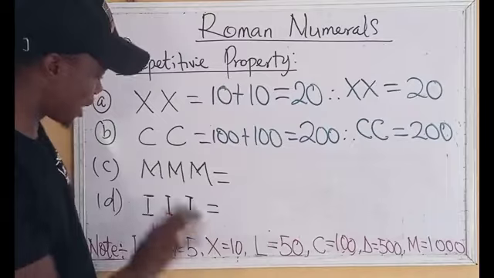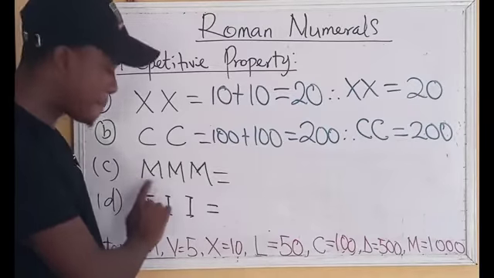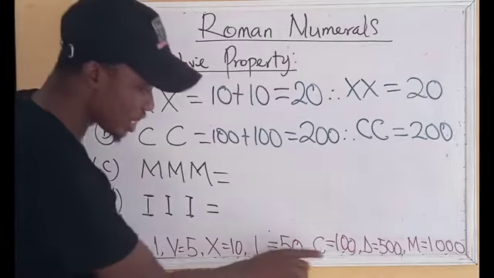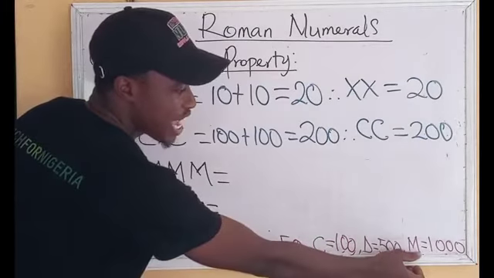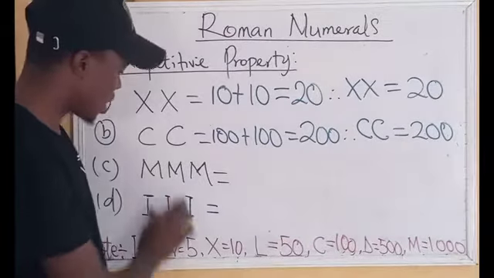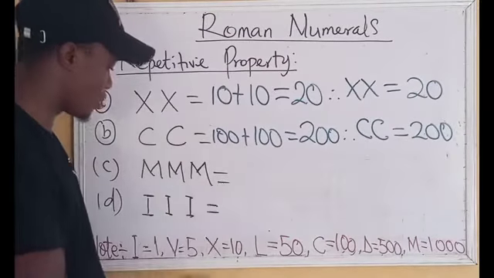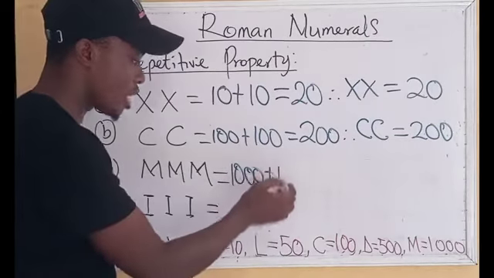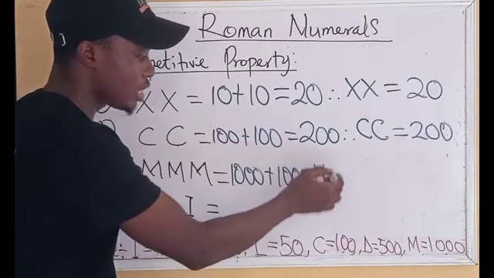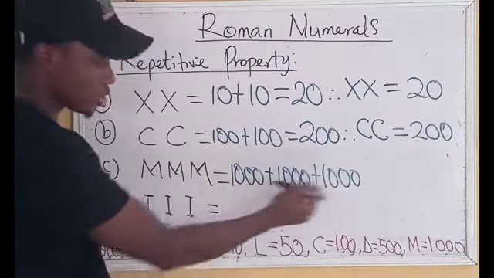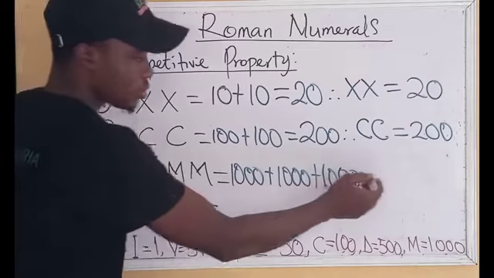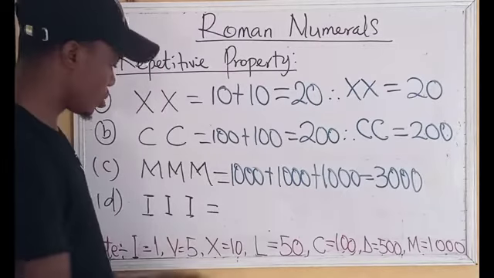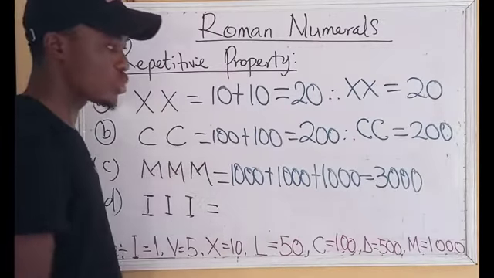Now let's look at the third one. We have M. M is 1000, and this is repeated 3 times. So we are going to have 1000 plus 1000 plus another 1000, to make it up to 3000. Which shows that MMM is 3000.